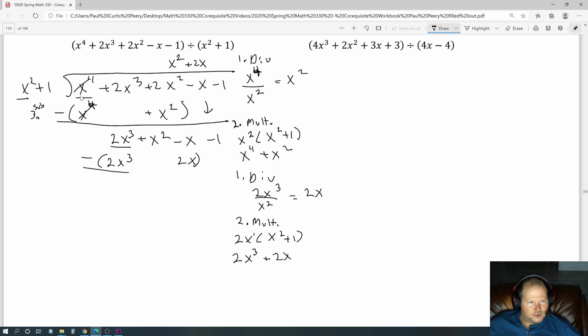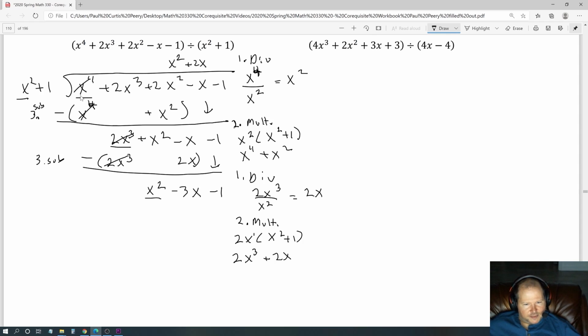And then we're going to subtract, which is the third step, subtraction. So the 2x cubed minus 2x cubed cancels out. We bring down just the x squared, and then we say negative 1 minus 2, which is a negative 3x. And then we bring down the negative 1.